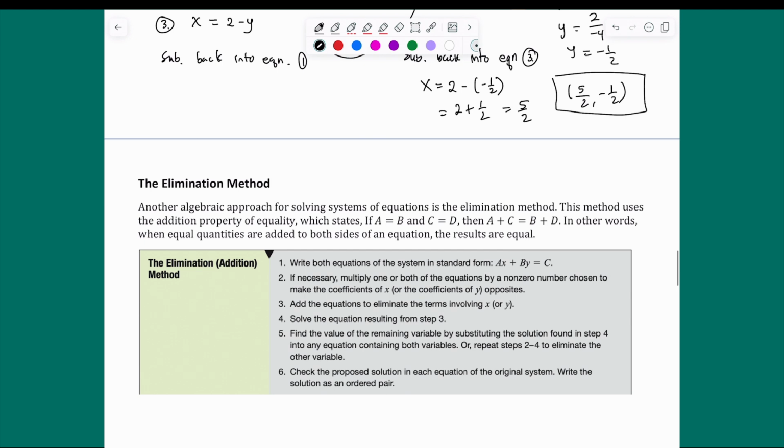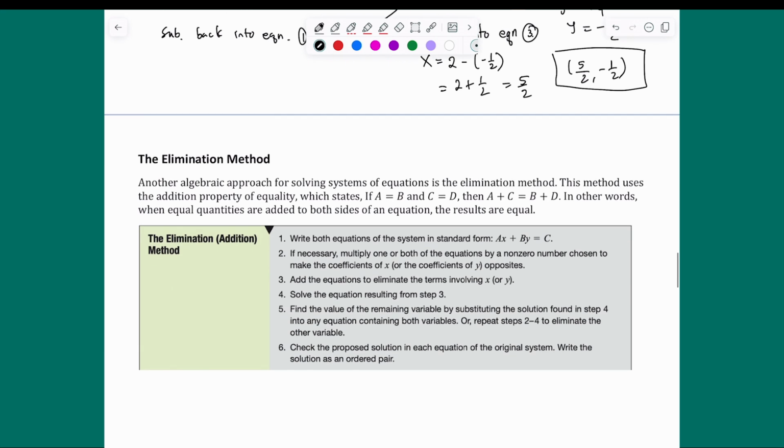Alright, to perform this method here, you can follow these 6 steps. 1, write both equations of the system in standard form, which is ax plus by equals c. 2, if necessary, multiply one or both of the equations by a non-zero number chosen to make the coefficients of x or the coefficients of y opposites. 3, add the equations to eliminate the terms involving x or y. 4, solve the equation resulting from step 3. 5, find the value of the remaining variable by substituting the solution found in step 4 into any equation containing both variables, or repeat steps 2 through 4 to eliminate the other variable. 6, check your answer.